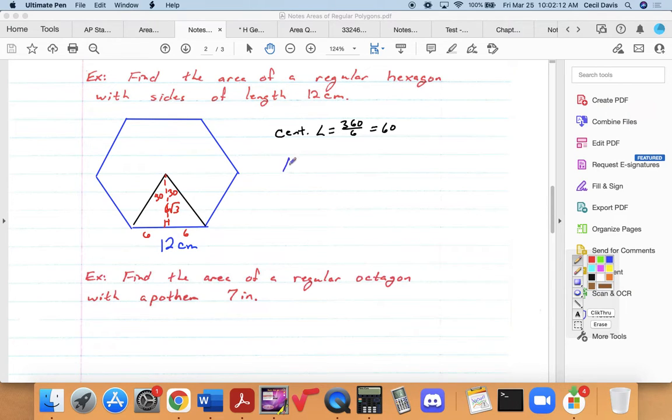The area is 1/2 the apothem times the perimeter. So it's going to be half of 6 square roots of 3. And how am I going to find the perimeter? Multiply 12 by 6, because every side is 12 and there are 6 of them. That's 72. 72 times half of 6, which is 3, is 216 square roots of 3 square centimeters.